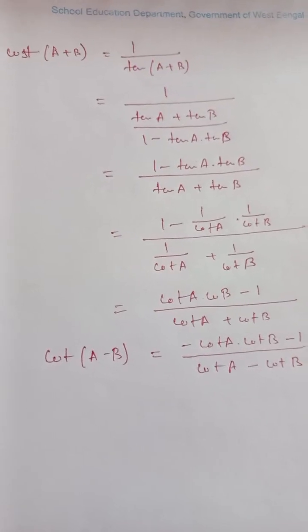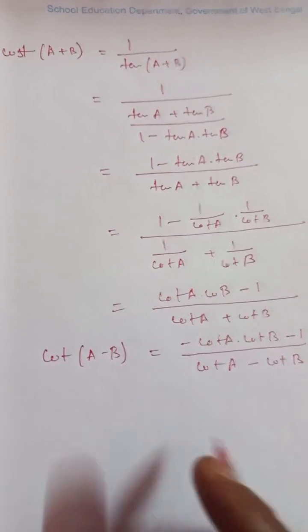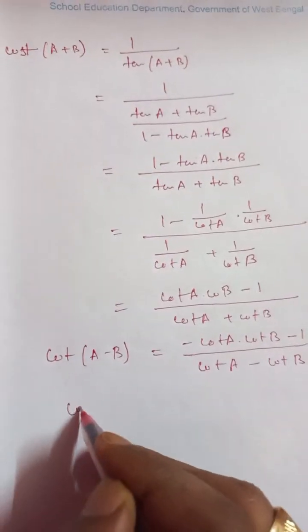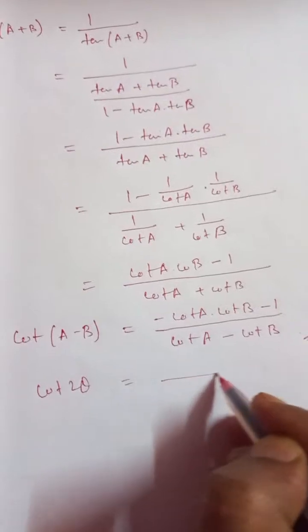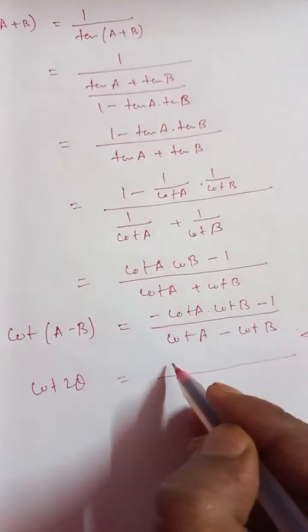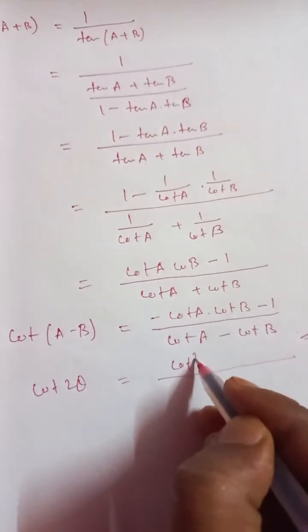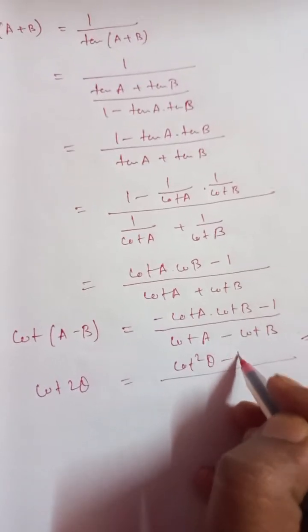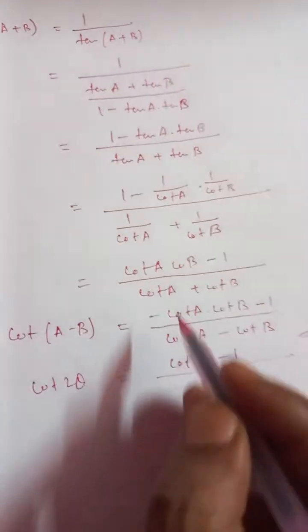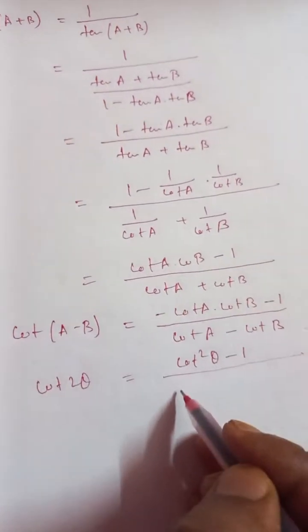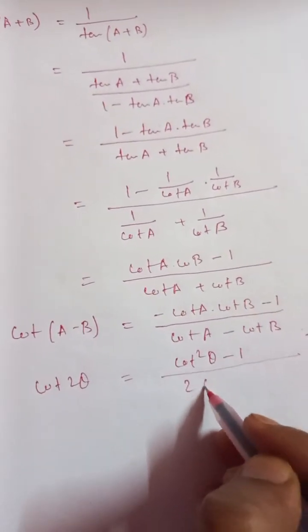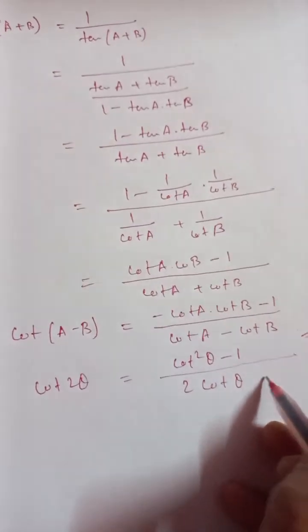So what will be cot 2 theta? Cot 2 theta will be cot square theta minus 1 by 2 cot theta, from cot theta multiplied by cot theta minus 1 over cot theta plus cot theta.